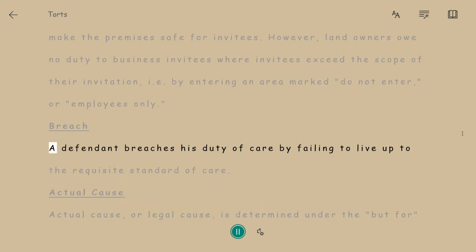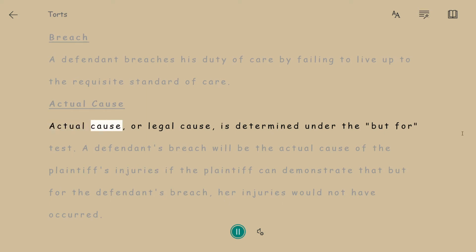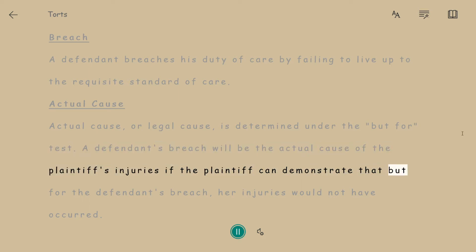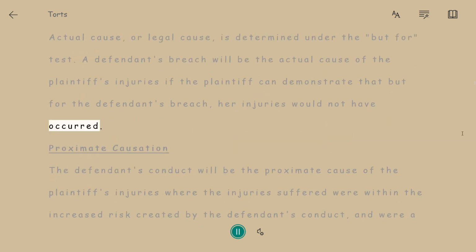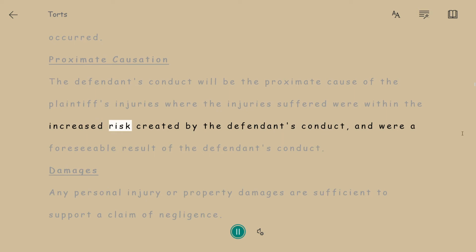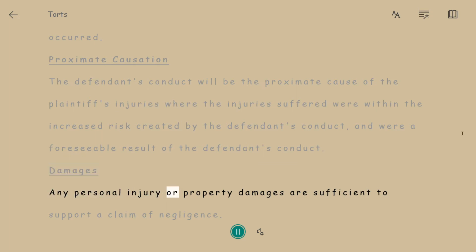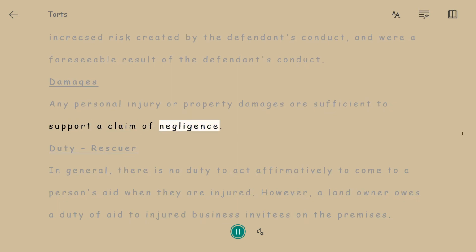Breach. A defendant breaches his duty of care by failing to live up to the requisite standard of care. Actual cause. Actual cause, or legal cause, is determined under the but-for test. A defendant's breach will be the actual cause of the plaintiff's injuries if the plaintiff can demonstrate that, but for the defendant's breach, her injuries would not have occurred. Proximate causation. The defendant's conduct will be the proximate cause of the plaintiff's injuries where the injuries suffered were within the increased risk created by the defendant's conduct and were a foreseeable result of the defendant's conduct. Damages. Any personal injury or property damages are sufficient to support a claim of negligence.